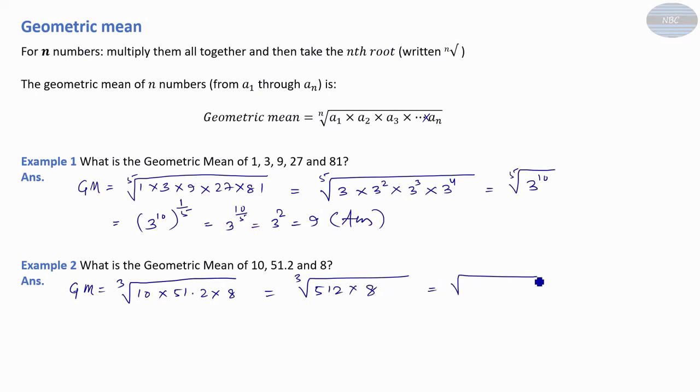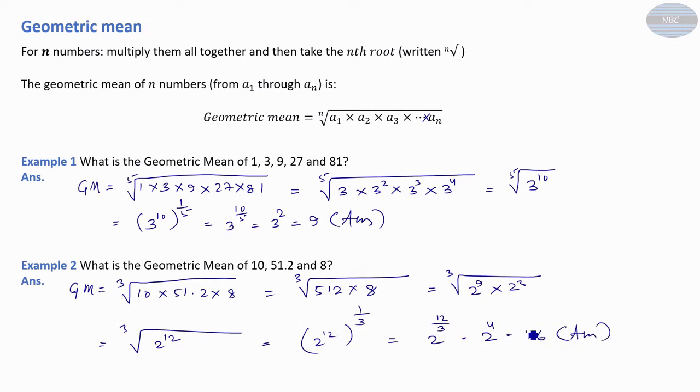Okay, so 512 is nothing but 2 to the power 9, and 8 is nothing but 2 to the power 3. So this is 2 to the power 9 into 2 to the power 3, which is equal to 2 to the power 12. Cube root can be written as 1 by 3. So this is equal to 2 to the power 12 by 3, which is 2 to the power 4, equal to 16. So this is the answer. So in this way you can find the geometric mean.